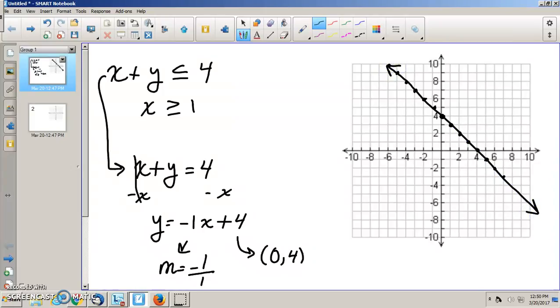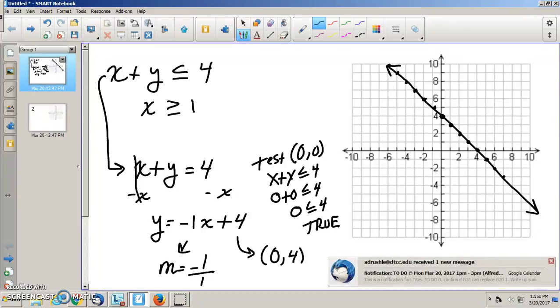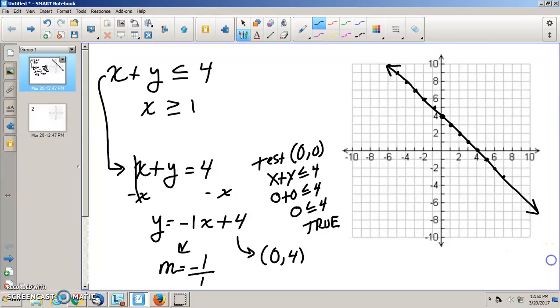Alright, now I need to figure out which side to shade on. So if we tested the point 0, 0 in the inequality, x plus y is less than or equal to 4, we would get 0 plus 0 less than or equal to 4. 0 less than or equal to 4 is true. What that means is that the point 0, 0 has to actually come from the solution region, the shaded region. So here's the point 0, 0. That means we're going to be shading toward that point.